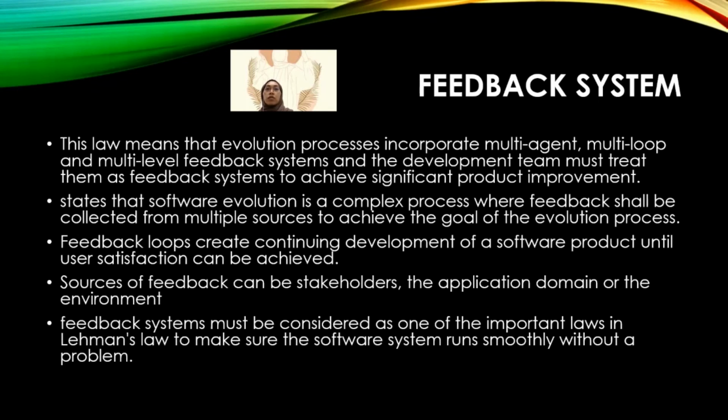Next is the feedback system law. This law means that evolution processes incorporate multi-agent, multi-loop, and multi-level feedback systems, and the development team must track them as a feedback system to achieve significant product improvement. For example, the developers need to meet the stakeholders. For this case study, the stakeholder is Majlis Perbandaran Kanga, to get feedback on the software from them and also from the users, which are the Kanga people.